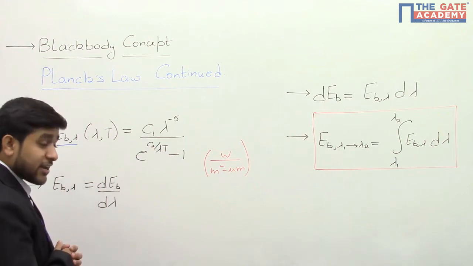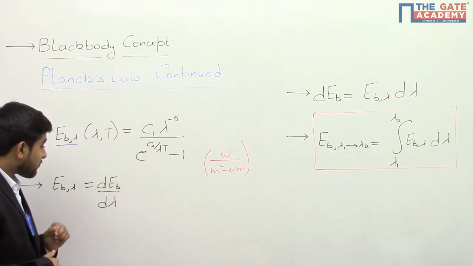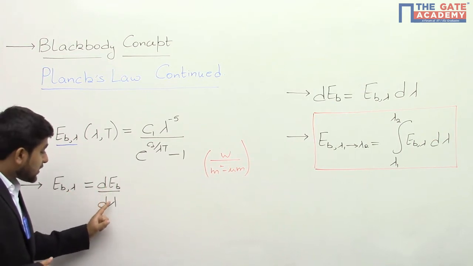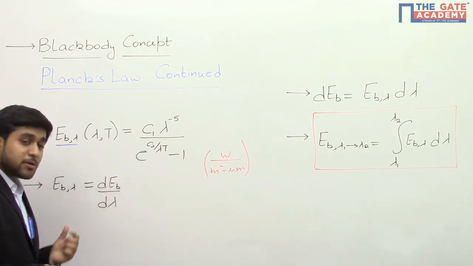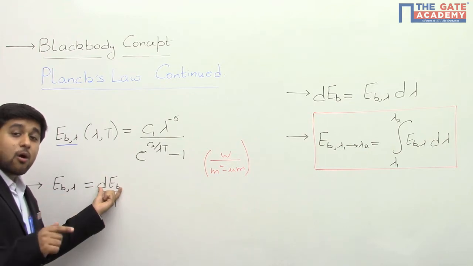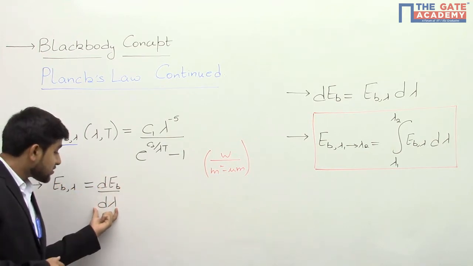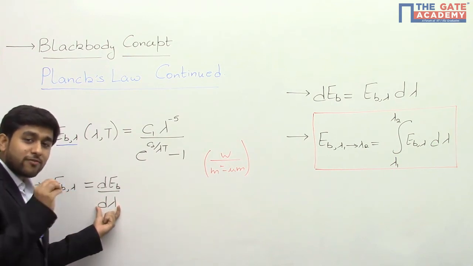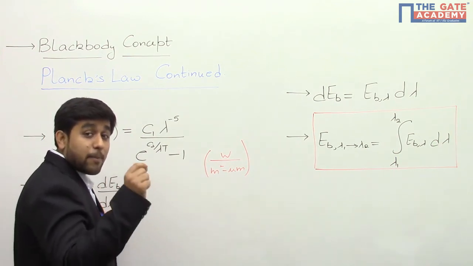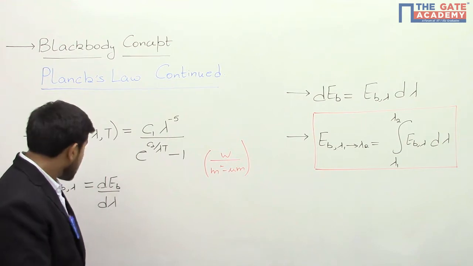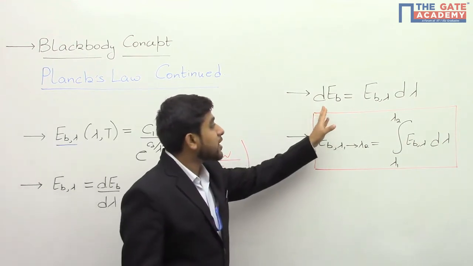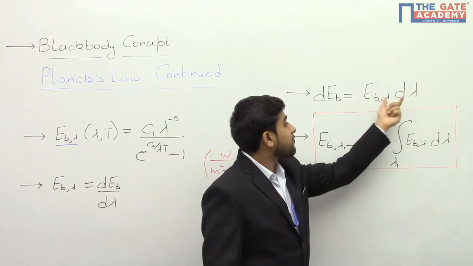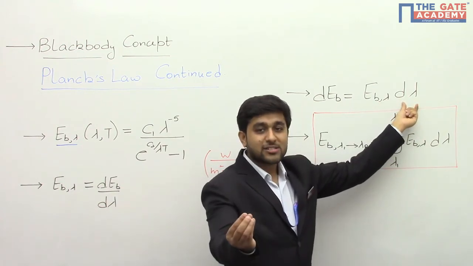Secondly, we said that based on this definition, we can simply write it as EB comma lambda is equal to dEB by d lambda. What is dEB? dEB is the amount of energy emitted in this wavelength range d lambda. And this wavelength range is a very small wavelength range taken around a particular wavelength lambda, right? So from this expression, we can also write dEB is equal to EB comma lambda d lambda. So this is the amount of energy emitted for an infinitesimal range.